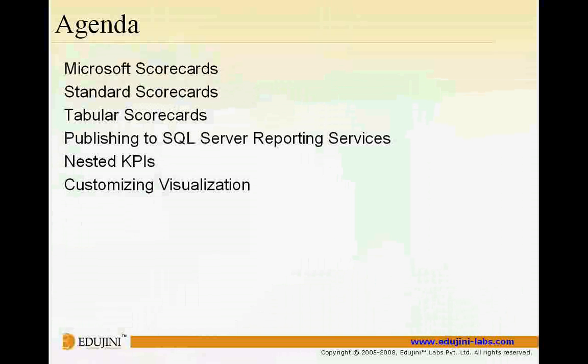So in general, you have three different categories for the scorecards. You have your Microsoft scorecards, standard scorecards, and the tabular scorecards. And then we can publish these scorecards to the SQL Server Reporting Services. And we can create the KPIs and nested KPIs as we saw. We can customize the complete visualization part of this scorecard. You'll see the options available.